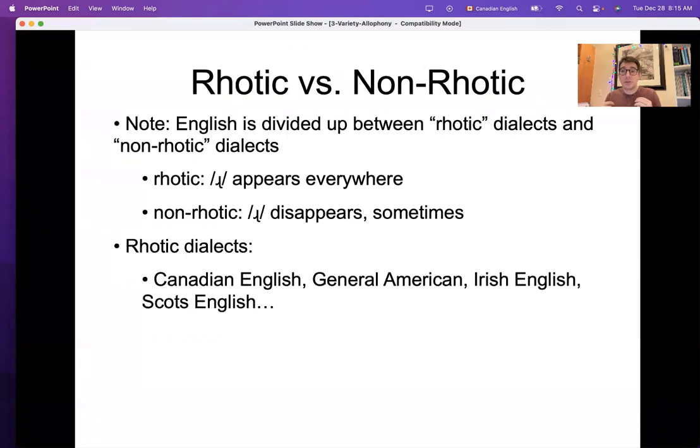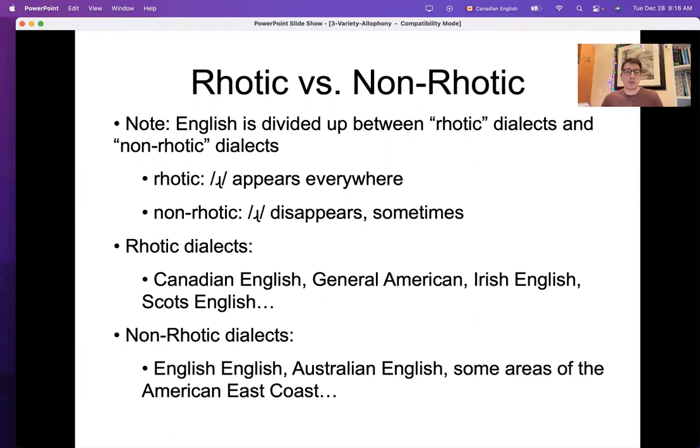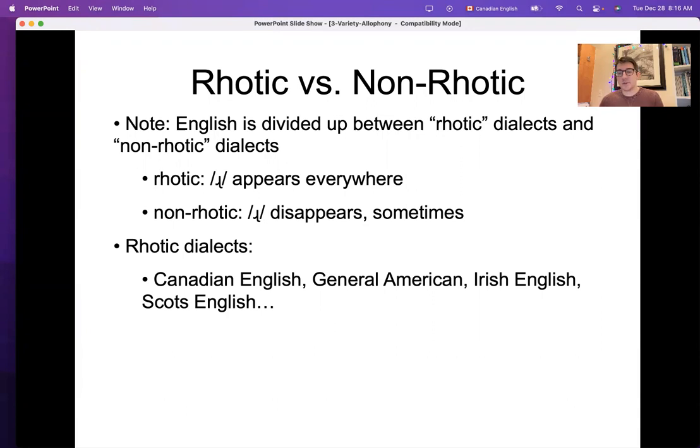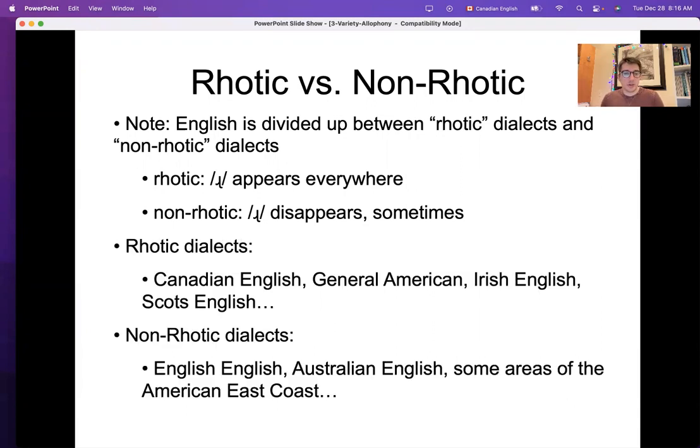Rhotic denotes the R flavor of these accents or dialects, especially, that's why it's called like that. The rhotic dialects are Canadian English, General American, Irish English, and Scots English, while the non-rhotic ones are English or British English, I guess, here, Australian English, and some areas of American English or American East Coast English.